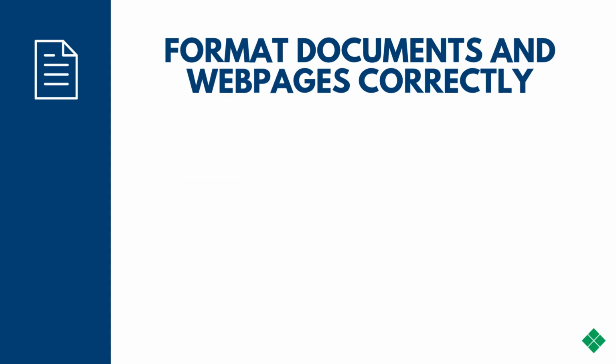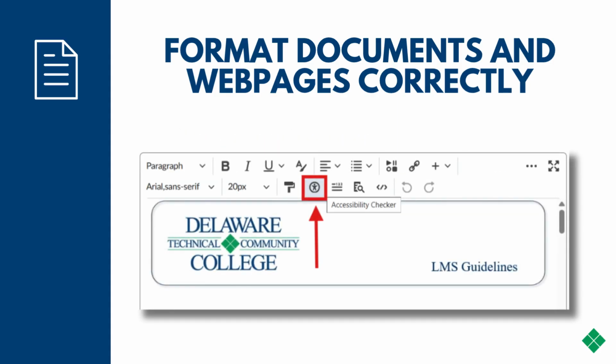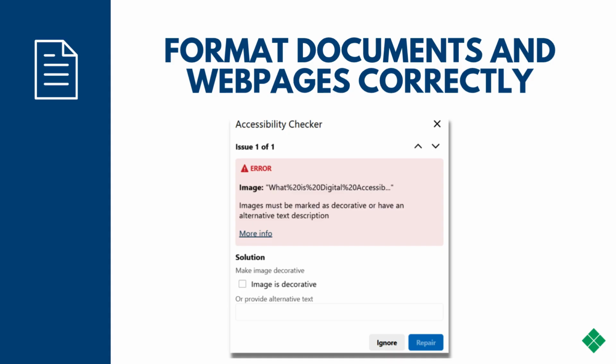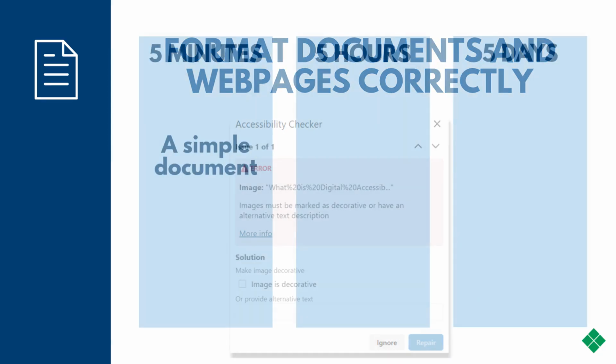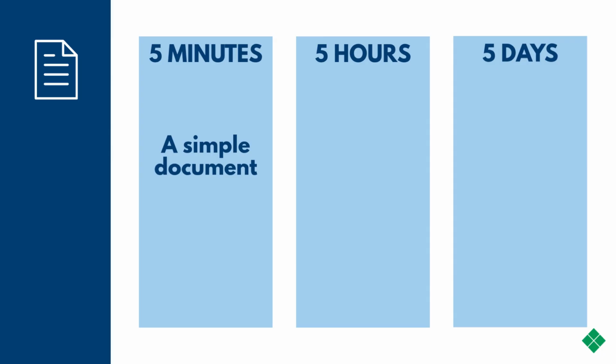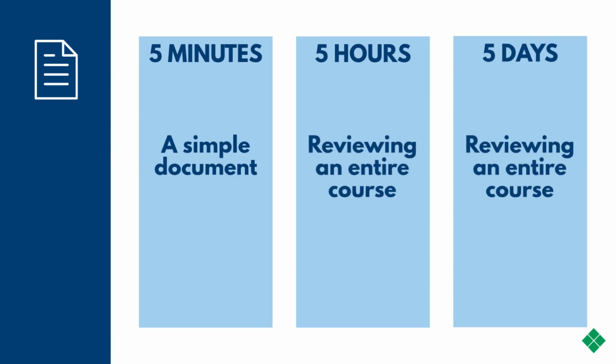Most digital platforms include a built-in accessibility checker. Use it as a starting point, not a finish line. It can flag missing alt text, but it cannot tell you where your alt text is accurate or useful. Your own review is still essential. A simple document might take 5 minutes to check. Reviewing an entire course could take 5 hours or 5 days, especially if the materials were not built with accessibility in mind from the start.